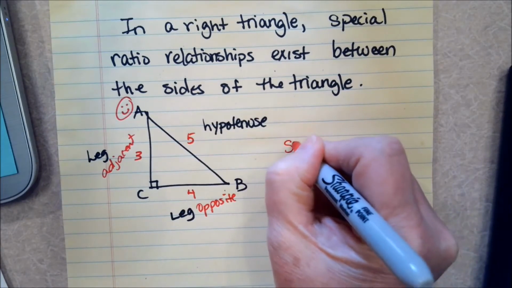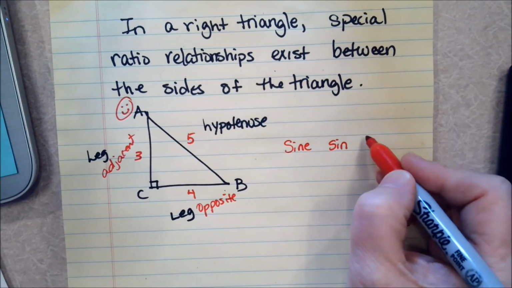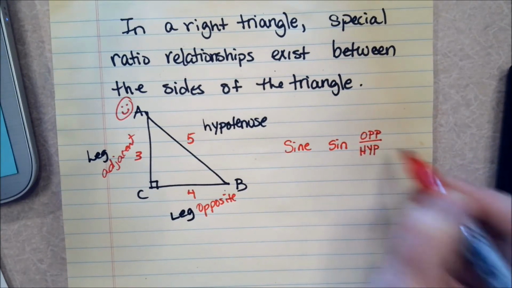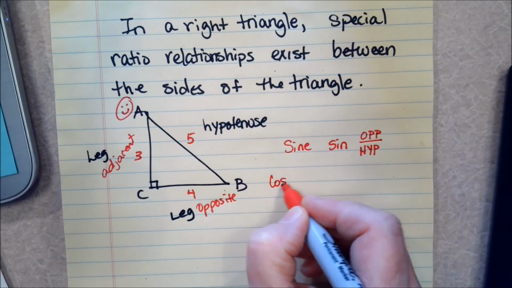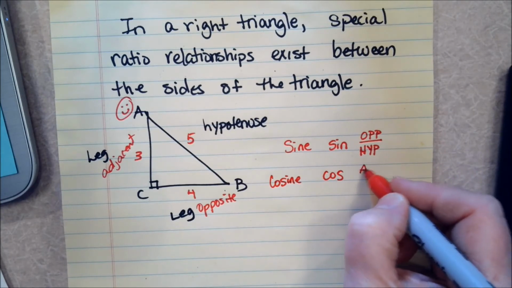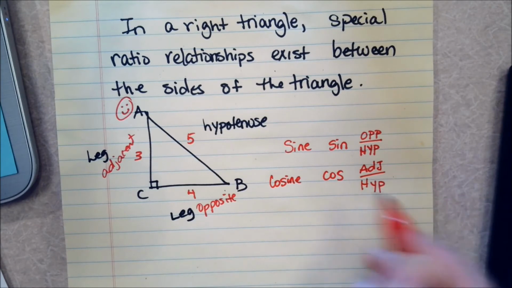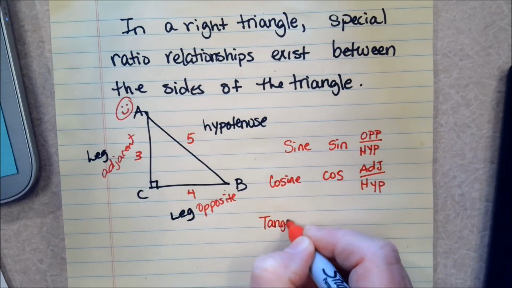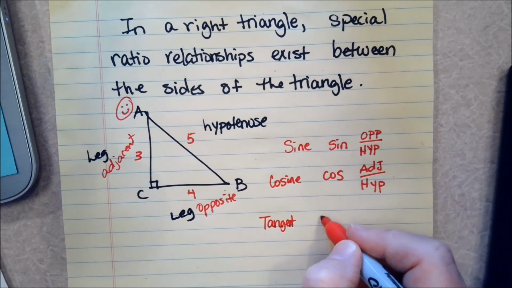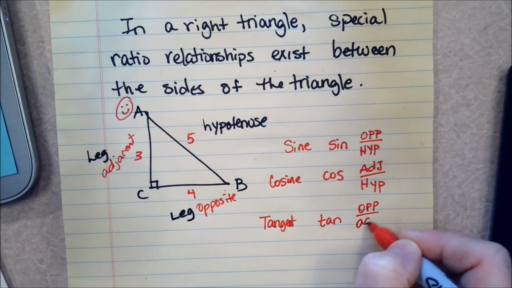So the sine is abbreviated SIN, and it is the ratio of the opposite over the hypotenuse. The cosine, abbreviated COS, is the ratio of the adjacent over the hypotenuse. The tangent, abbreviated TAN, is the opposite over the adjacent.